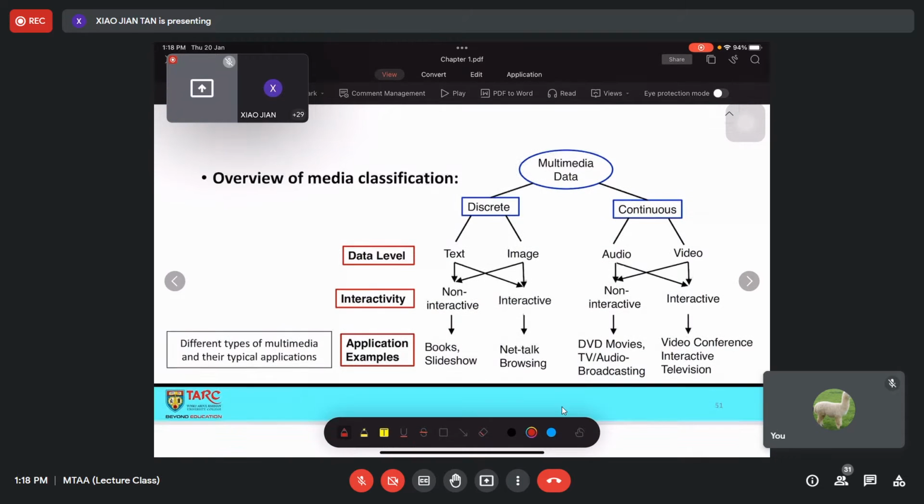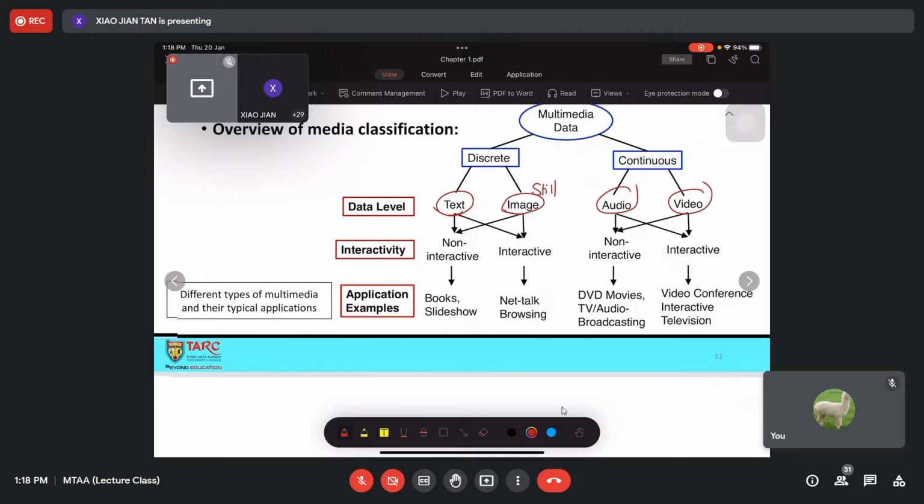So this would be the overview of the multimedia. First of all, you have multimedia data, which you can characterize as discrete or continuous. In discrete, you have text and still image. In continuous, you have audio and video. And then interactivity, it depends. Basically, text, image, audio, and video could be interactive and non-interactive. It's very dependent on how the user uses the text or the image itself.